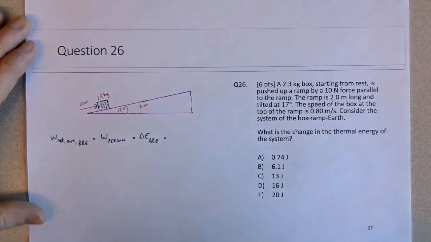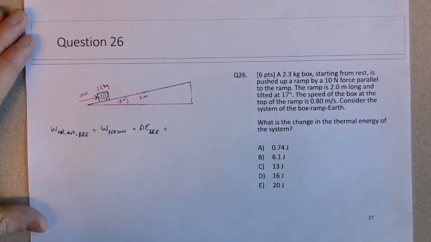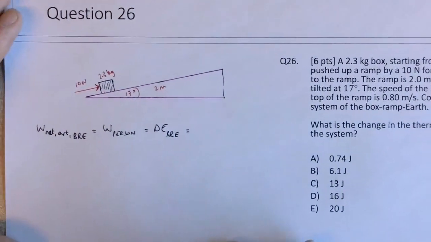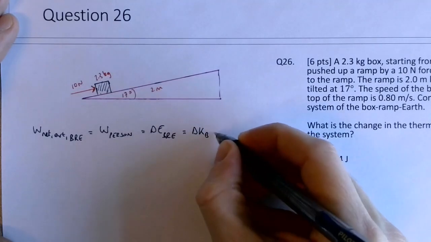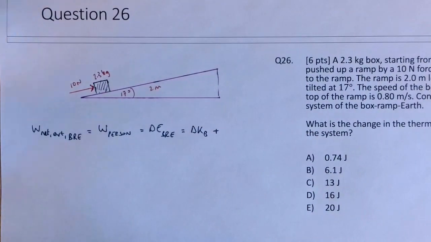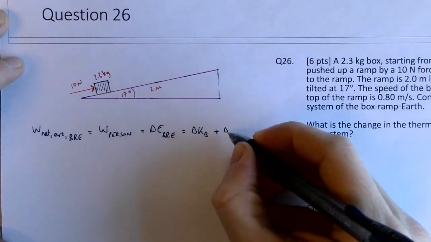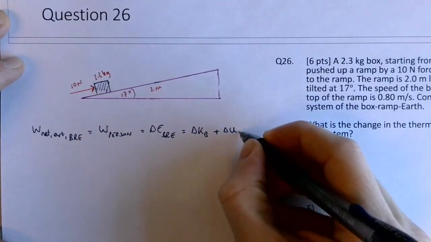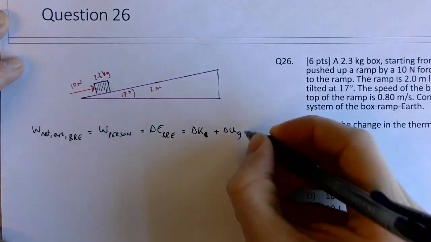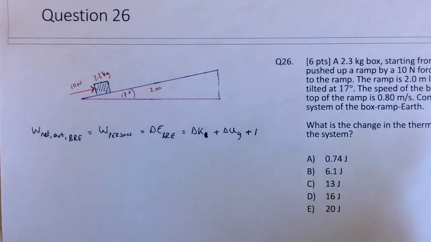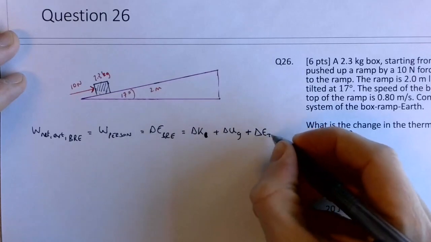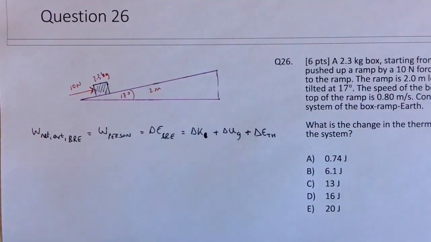Then we have to think about what types of energy we have in the system. Well, we definitely have delta K of the block. There's a delta U of the block and the Earth. There's definitely a delta U grav. Then we're going to say there's a change in thermal energy. So it doesn't explicitly state that the ramp is rough, but in order to have a change in thermal energy, we must have some sort of frictional force acting on the block.